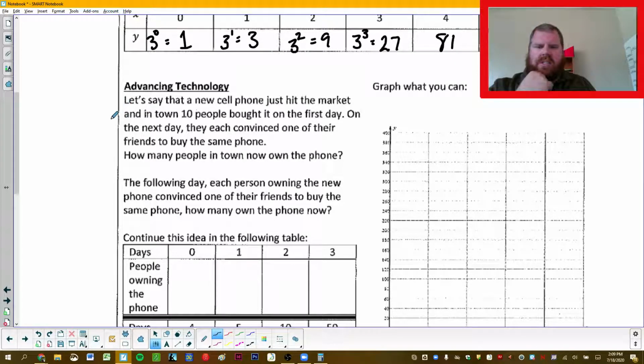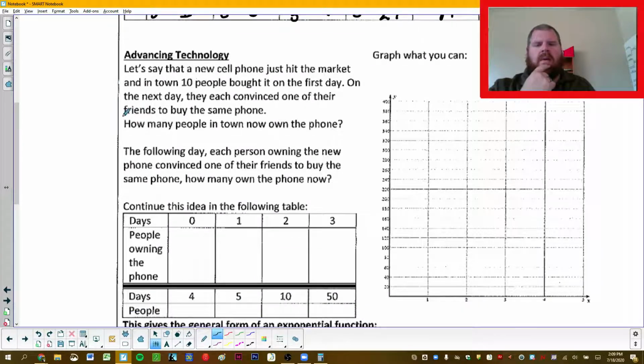Advancing technology. It says, let's say that a new cell phone just hit the market, and in town 10 people bought it on the first day. On the next day, each of those 10 people convinced one of their friends to buy the same phone. How many people in town now own the phone?